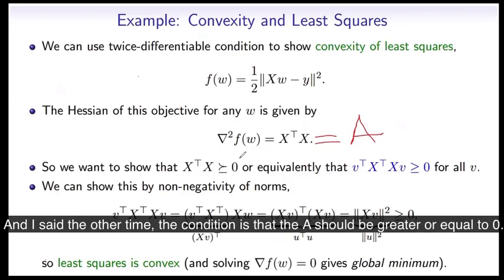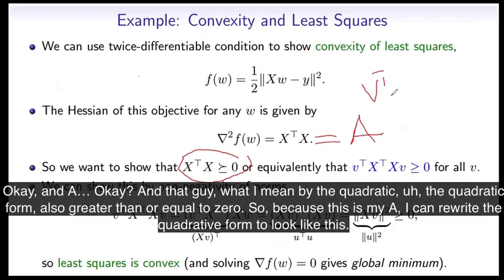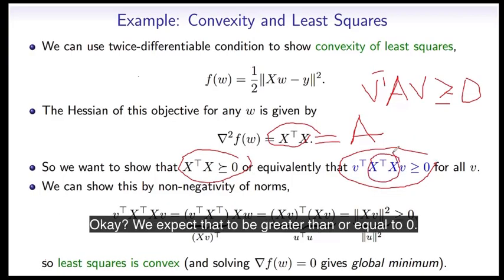And I said the other time the condition is that A should be greater than or equal to 0. And I also said the other time, on the other page, that this guy, A, and that guy, what I mean by the quadratic form, is also greater than or equal to 0. So because this is my A, I can rewrite the quadratic form to look like this. Can you see that now? This guy is actually the A. We expect that to be greater than or equal to 0.